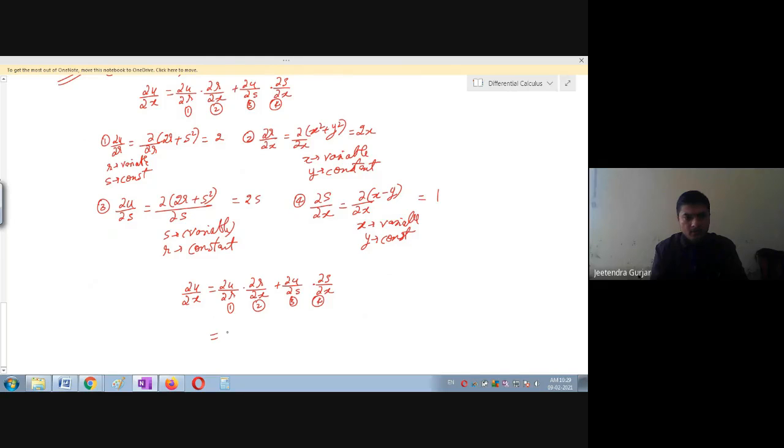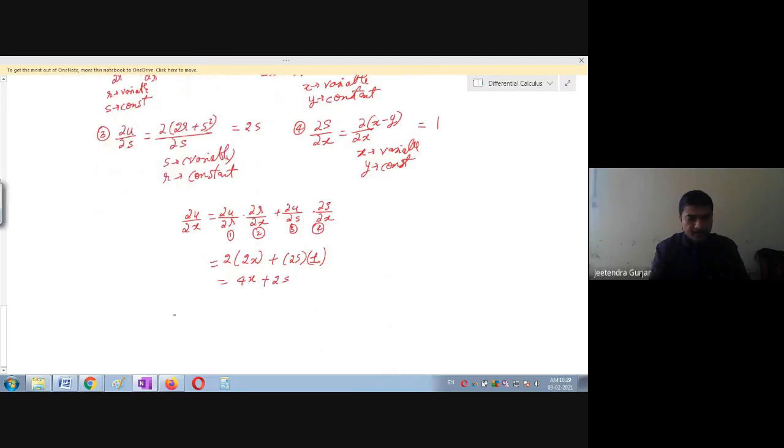So you can see dou u upon dou r is the value of 2. This is 2x, right? Then plus dou u upon dou s is 2s, and this is 1. Okay. Now if you simplify, this will become 4x. The x value also you can substitute, right? What is the x value we have? We'll just simplify, 4x plus 2s. Okay, now this part is over. This is our A part, that I have simplified.